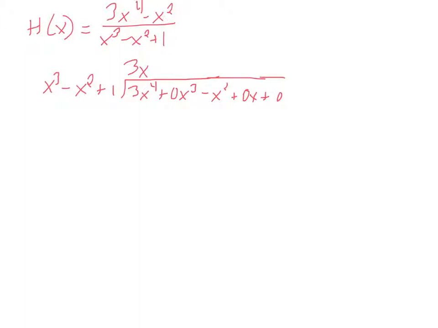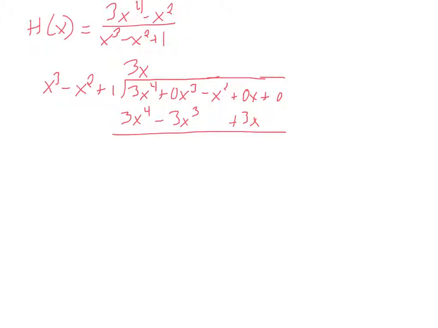So x cubed times 3x is 3x to the fourth. And then we have to multiply the whole thing through. So negative x squared times 3x is negative 3x cubed. And 1 times 3x, and notice I'm lining them up, is positive 3x. I'm lining it up with the place that it's in, so I'm not putting the 3x underneath the negative x squared. I'm putting it under the 0x.